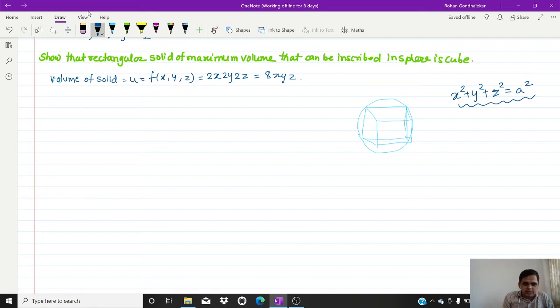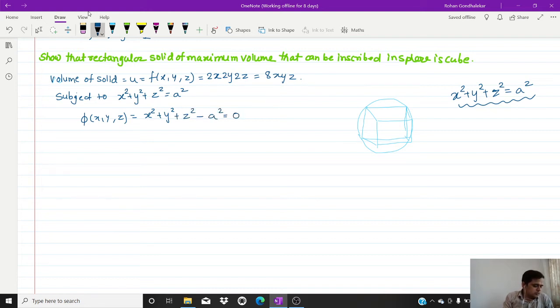Now subject to the condition, this solid is inscribed inside the sphere, so we get x square plus y square plus z square is equal to a square. Therefore phi of x, y, z is equal to x square plus y square plus z square minus a square, equated with 0.